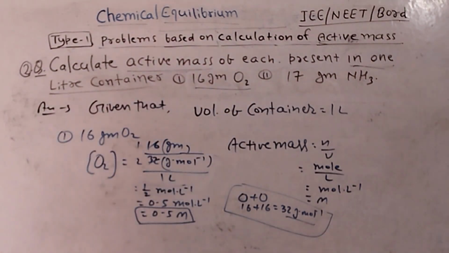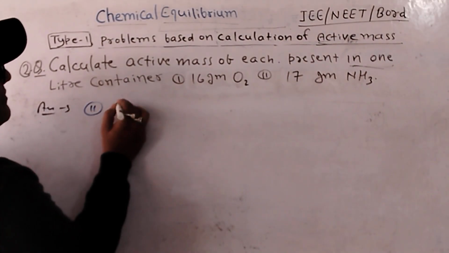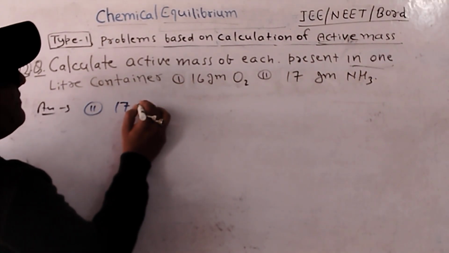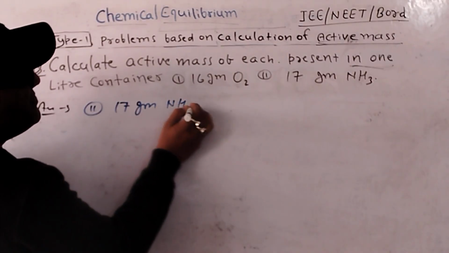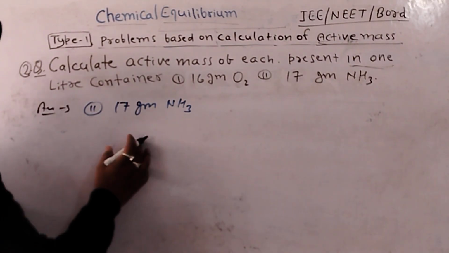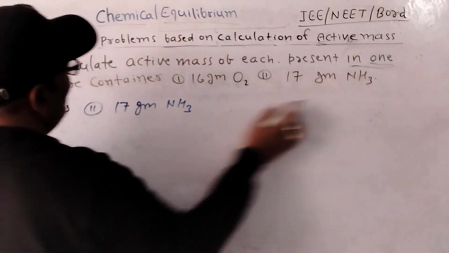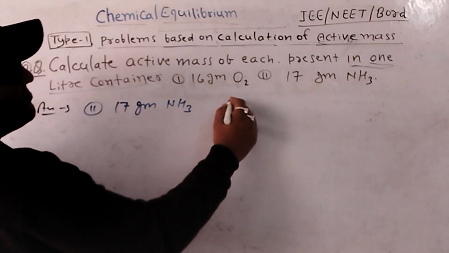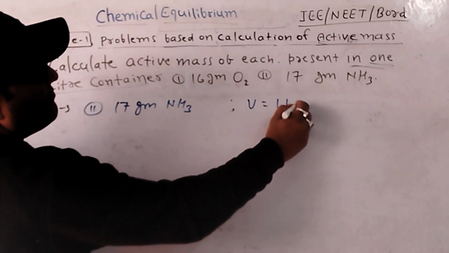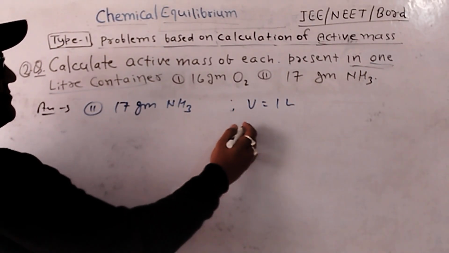You can take a screenshot. Now the question is solved. Question number 2: Calculate the active mass of 17 gram of NH3, ammonia. So according to the question, the volume of the container is 1 liter, so V is 1 liter.